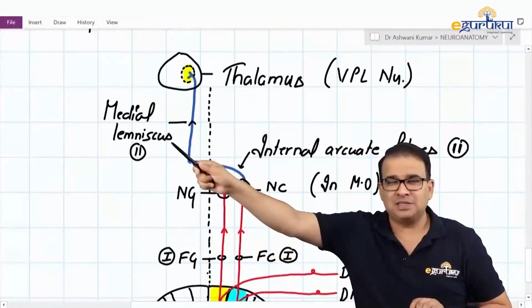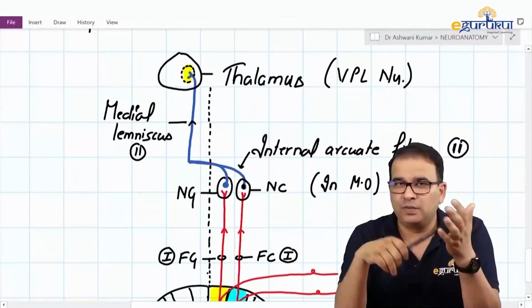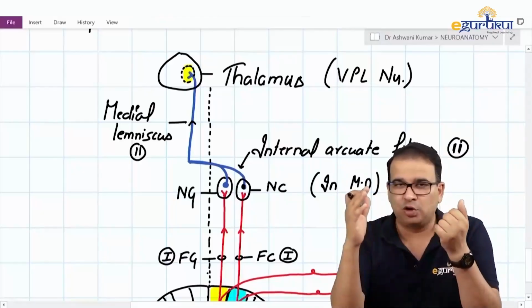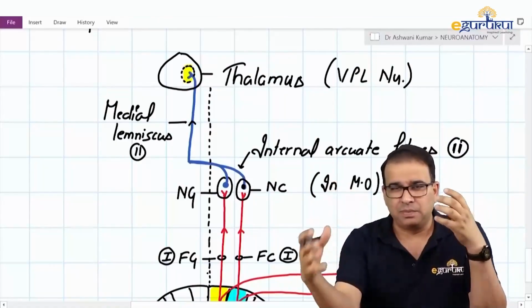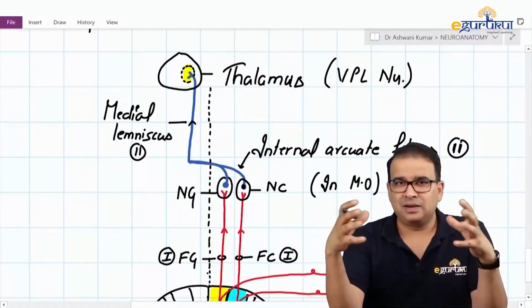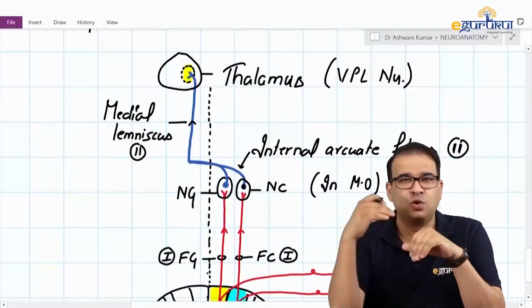This medial lemniscus is carrying the dorsal column tract, and dorsal column tract carries what? We just discussed, guys, dorsal column tract is for conscious proprioception, vibration, stereognosis, pressure. All that is carried by the fine touch, that is all by dorsal column tract, which goes into medial lemniscus.